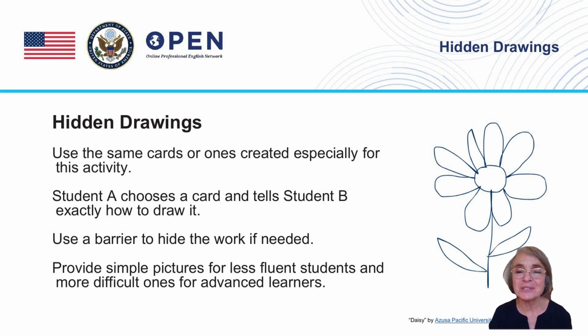Again, students can use a barricade to hide their work from their partner. For advanced students, the pictures can be more difficult to describe, such as line drawings of facial expressions. Like many pair activities, these activities also work well in small groups of 4 to 6 students.